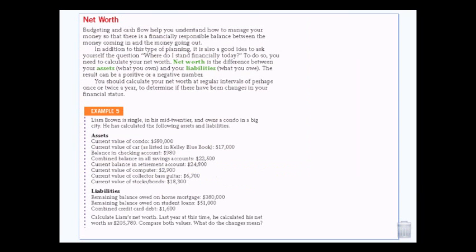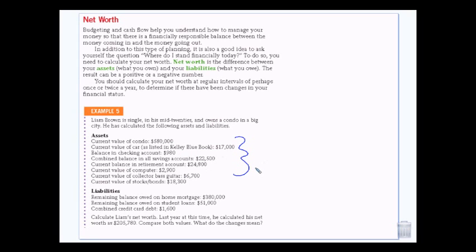Okay. Net worth. This is important. Your net worth is the difference between what your assets are and your liabilities, so basically what you own minus your debt. You can have a negative net worth. If you owe more than you own, your net worth is negative. So assets would be all of these.